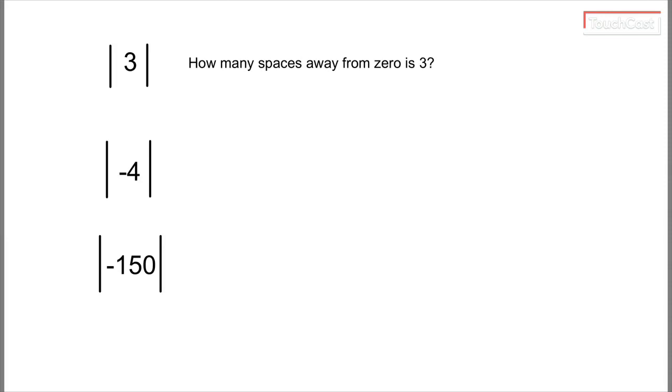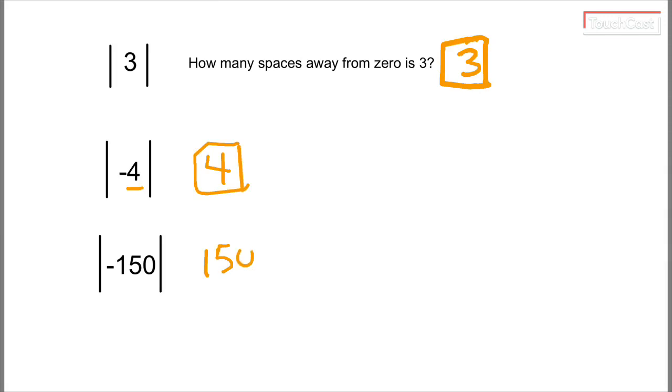So the first question is asking for the absolute value of 3, or how many spaces away from 0 is 3? Well, that is 3 spaces, so the absolute value of 3 is 3. Next question. How many spaces away from 0 is -4? Well, that is 4 spaces away from 0, so the absolute value of -4 is 4. Last question, the absolute value of -150 is 150.